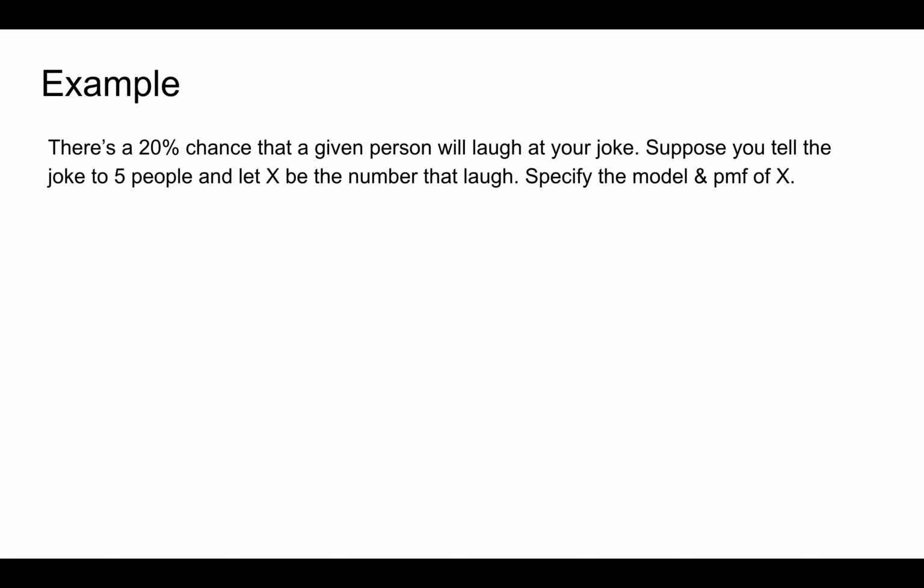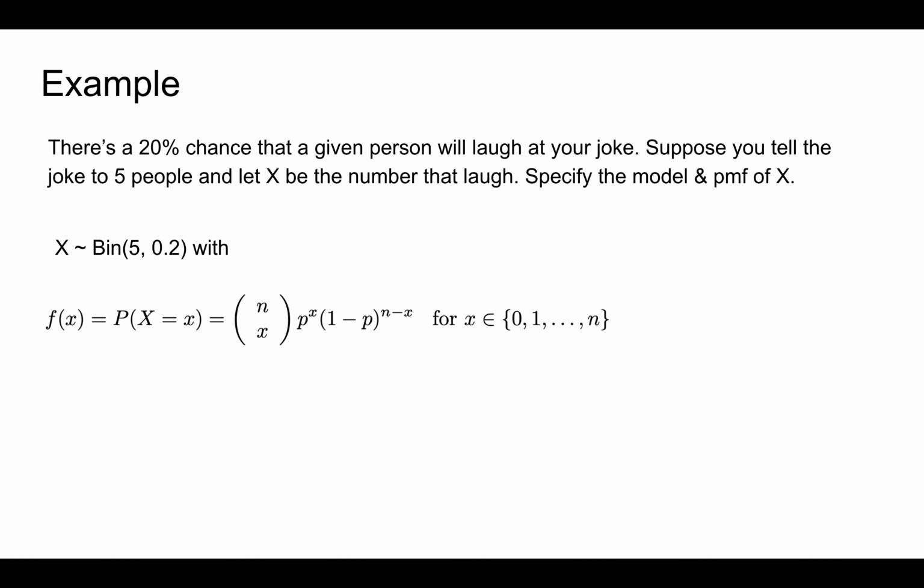Finally, let's apply this result in an example. Suppose you learn a new joke, and that there's a 20% chance that a given person will laugh at this joke. Then suppose that you tell the joke to 5 people, and let x be the number that laugh. Our goal here is to specify the model and PMF of x. In this case, we have 5 fixed trials, each having a binary outcome, the person laughs or they don't, and we can assume that each person laughs independently of the others. In other words, x is indeed binomial with parameters n equals 5 and p equals 0.2.